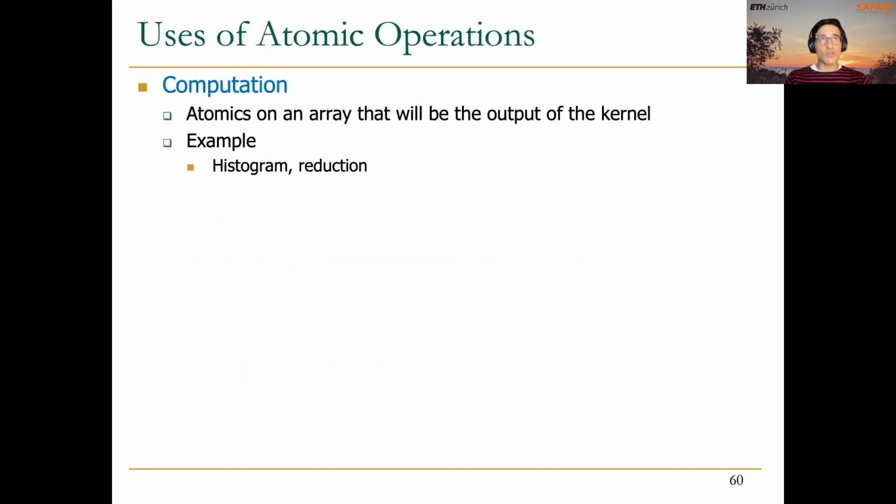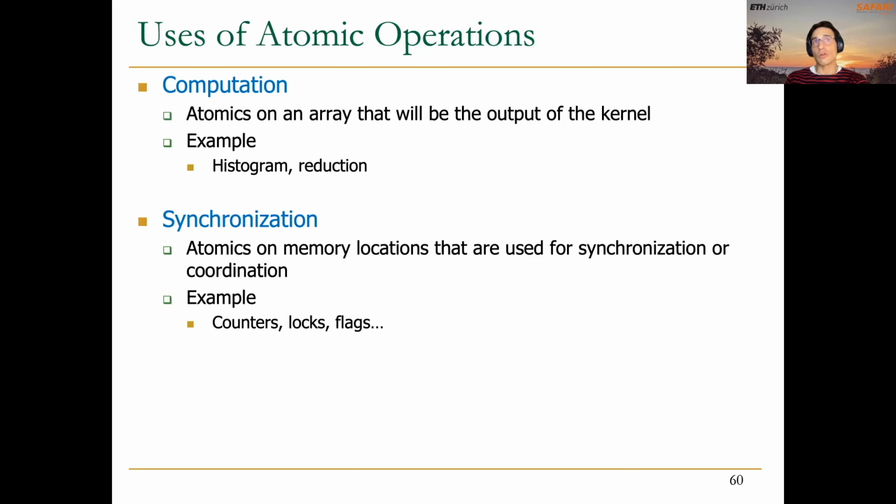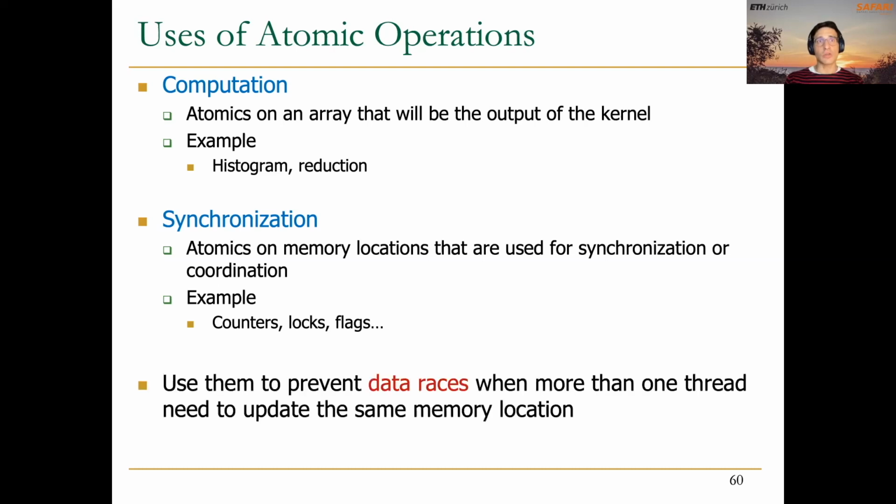Atomic operations are pretty useful for computation where the atomics are directly used on elements of an array that will be the output of the kernel, and examples of these are, for example, the histogram calculation or a parallel reduction. We will see examples of them in later lectures. And atomic operations can also be used for synchronization or coordination. For example, when we use atomic operations to update counters, to implement locks, to set flags, and so on. Atomic operations, as I said before, are useful to prevent data races, but they have the drawback of causing serialization, as I explained.